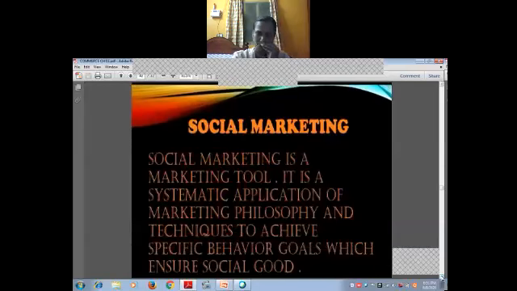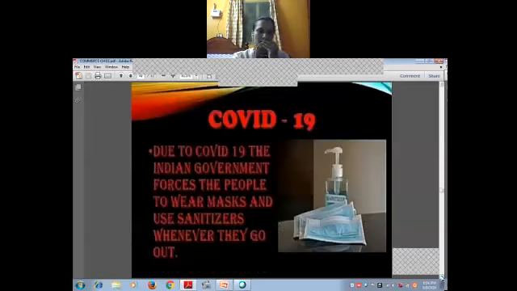For example, to prevent the dowry system, and then child marriage, like that. Okay, smoking causes cancer, like that they are saying, no, that is one type of marketing. Okay, COVID. Now also they are saying COVID. Due to COVID-19, the Indian government forces the people to wear masks and use sanitizer whenever they go out. This is also social marketing.